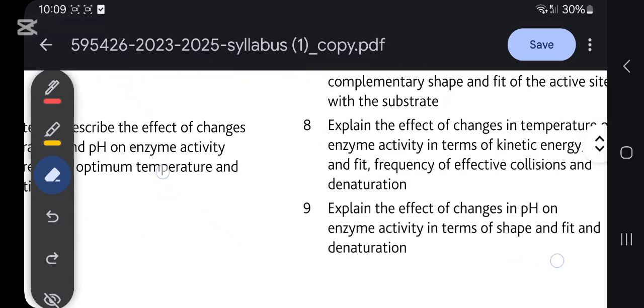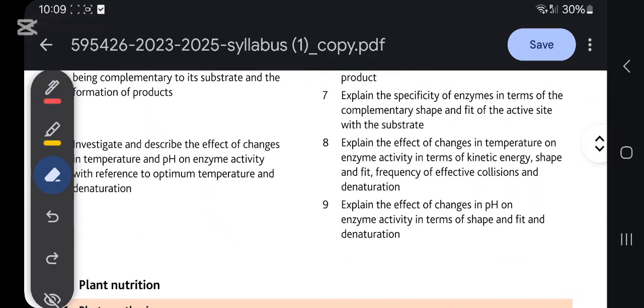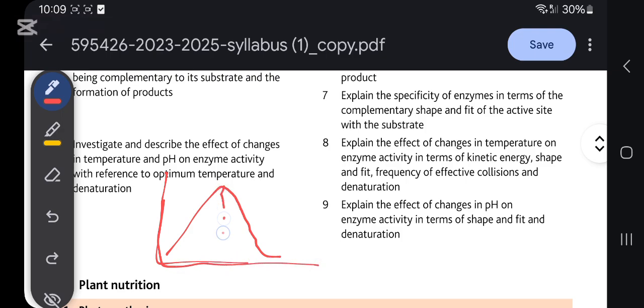Enzymes work best at an optimum temperature. If you draw a graph, first the activity of the enzyme will increase, then it will reach the maximum, and then it will decrease. This is the optimum temperature at which the enzyme works best. It decreases afterwards because the shape of the enzyme has changed and the enzyme has denatured. Remember that over here the shape of the enzyme is not denatured.